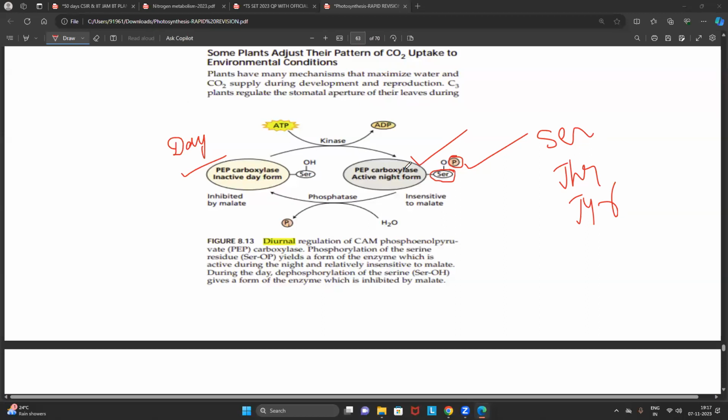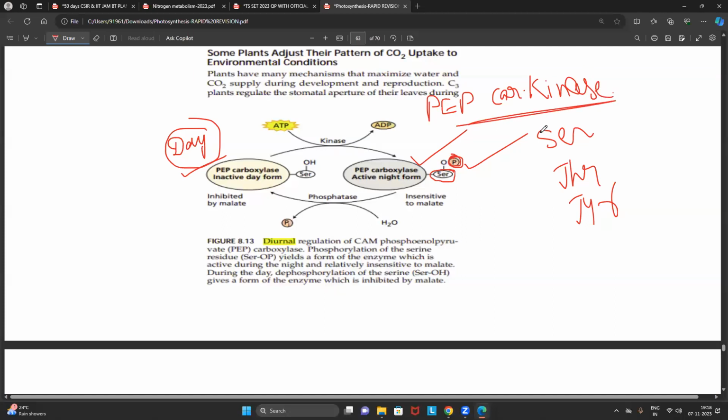Okay. Now, listen, every one of you. If you look at the PEP carboxylase during the night time, it will be completely phosphorylated. So then only it will be active. And if you look at the PEP carboxylase during the daytime, it will be completely inactive. There's no doubt about it. Now, the question for the exam is very important: who is going to phosphorylate the PEP carboxylase? That is important for the exam. Remember, every one of you, PEP carboxylase kinase enzyme. Please don't get confused with the name. PEP carboxylase kinase is the name of the enzyme which adds the phosphate group to the other enzyme, that is the PEP carboxylase.